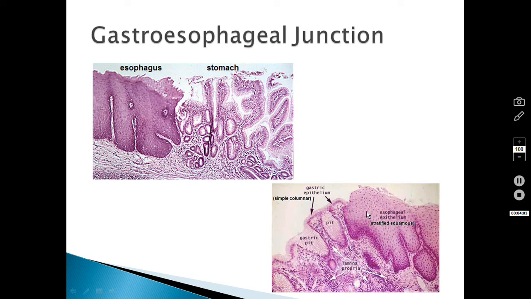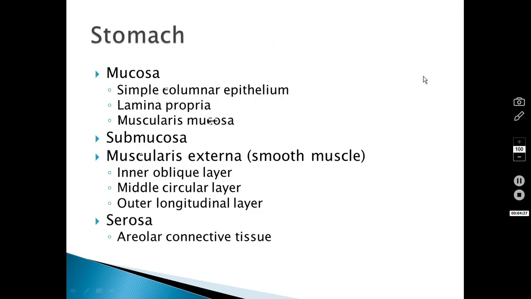And if you look at it in a closer view, this is a higher objective than this particular picture here. You can see here is our stratified squamous epithelium of the esophagus, and you can see the columnar cells of the gastric epithelium, the simple columnar. So there's one cell, there's another cell, there's another cell, just single, simple, tall columnar cells versus the many, many layers of the stratified squamous epithelium. So you should be able to differentiate between these two parts of the GI tract if you were to see them on a lab practical.